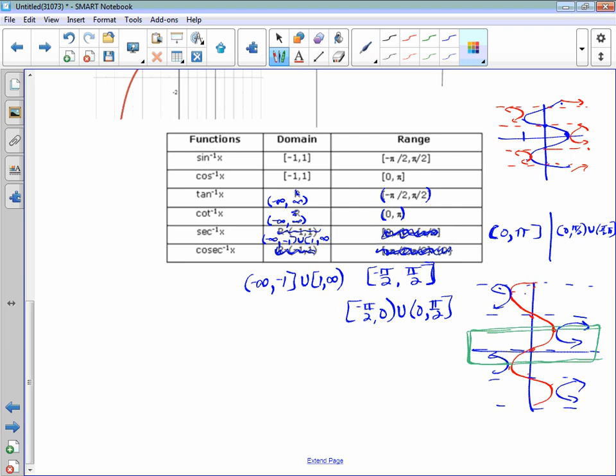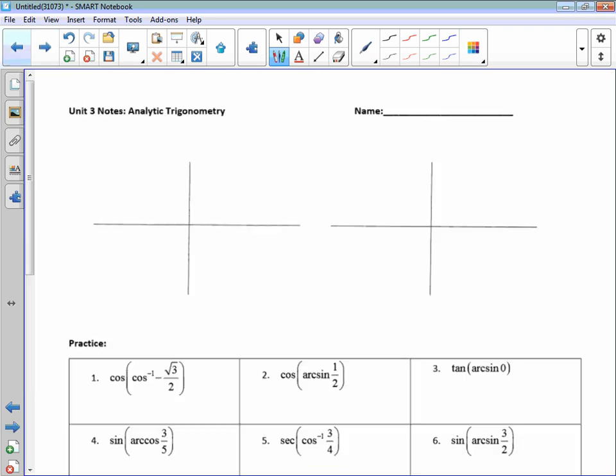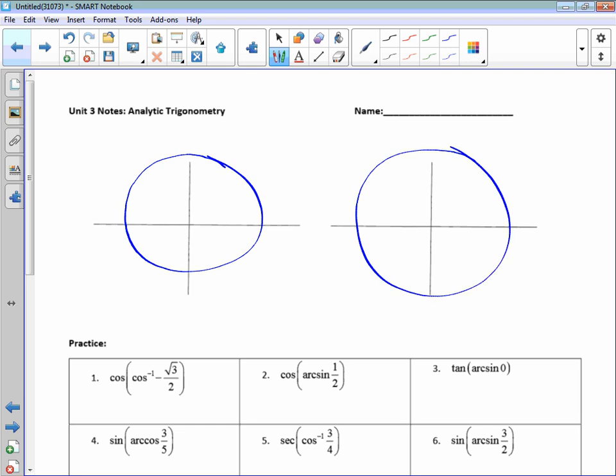Okay, when you're ready, guys, turn the page. I'm drawing 2 circles. Okay.